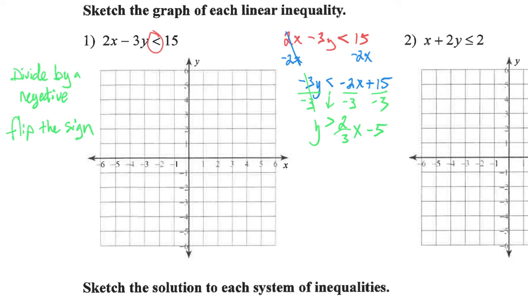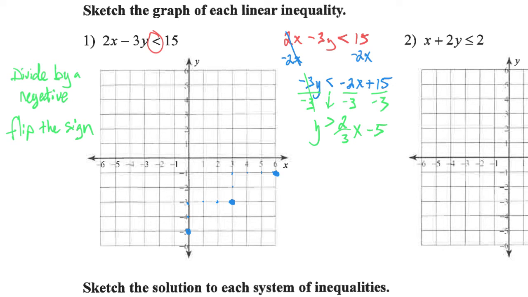So when you graph the inequality, it's very similar to graphing an equation with just a couple differences. So I'm going to put negative 5 for the y-intercept. And then my slope is 2 over 3. So I go up 2 and then to the right 3. I'm going to do that pattern again, up 2, right 3, just to have 3 dots.